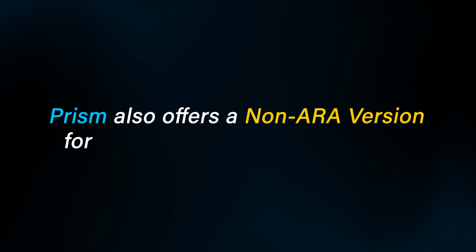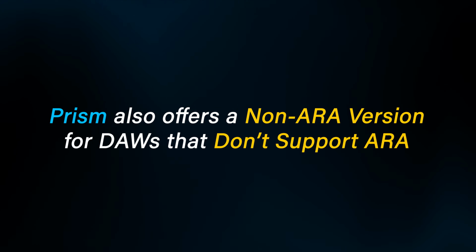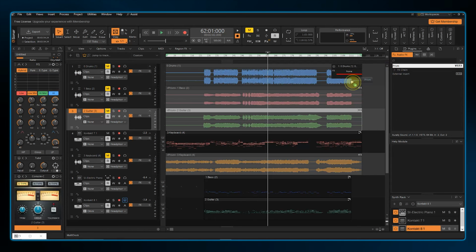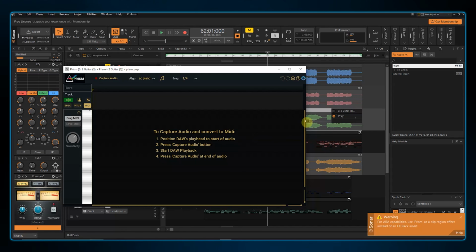Everything we've done so far used the ARA version, but Prism also supports a non-ARA version for DAWs or workflows that don't support provided access for the input audio. In this non-ARA version, instead of providing Prism with the track, you can play the track on the DAW and let Prism capture the audio and generate the MIDI of it. This process is just as easy.